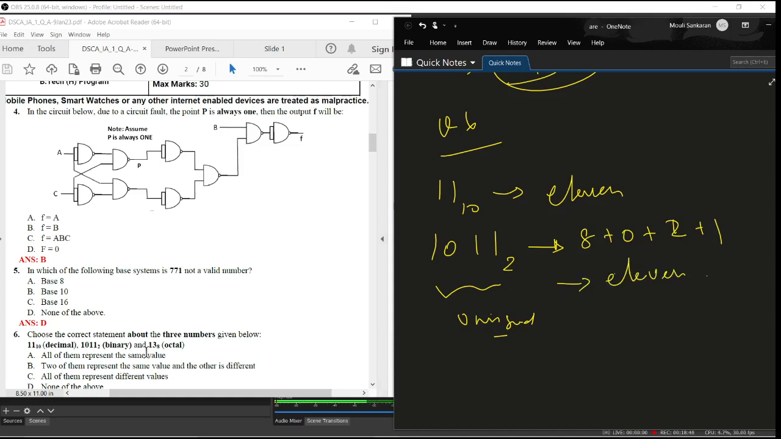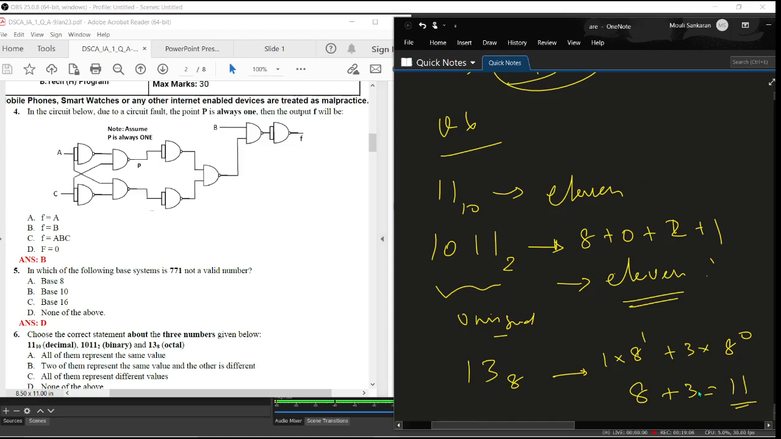And then 1, 3 in octal is nothing but 1 into 8 power 1 plus 3 into 8 power 0. This is 8 plus 3, equal to again 11. I am writing 11 because you may confuse it with the binary number 1, 1, which happens to be 3. But now all of them are 11, in different forms.